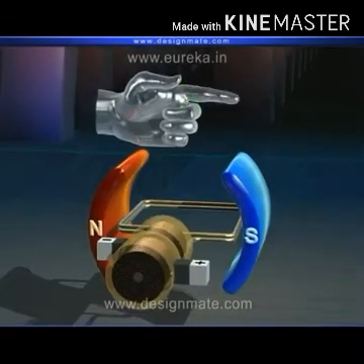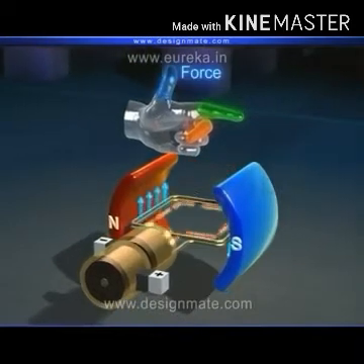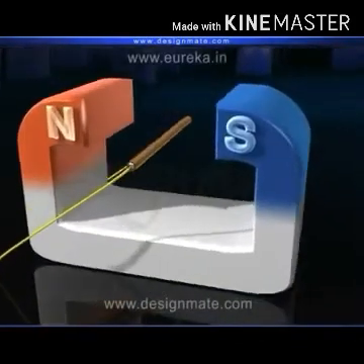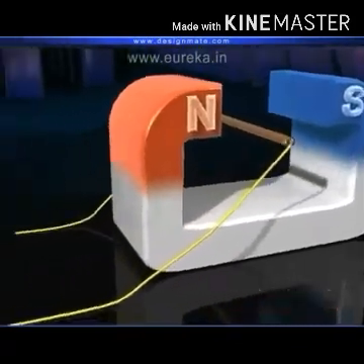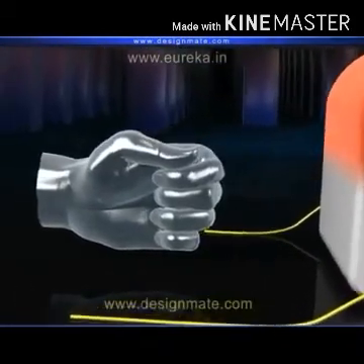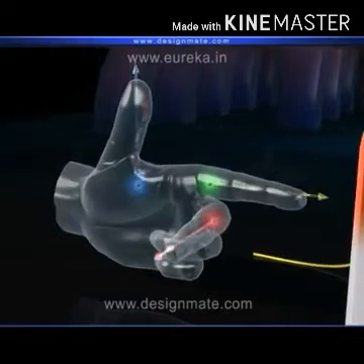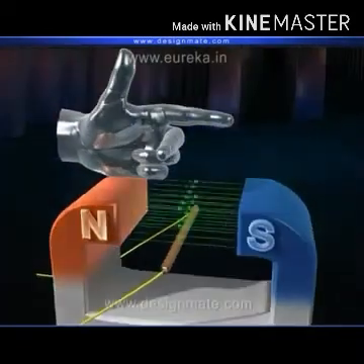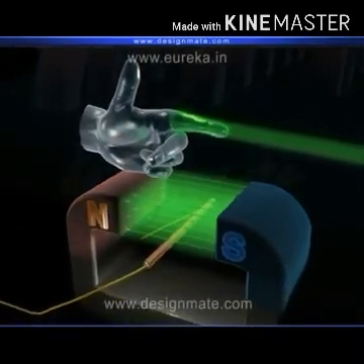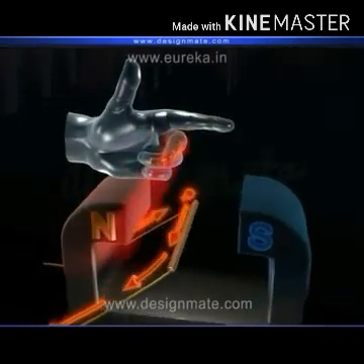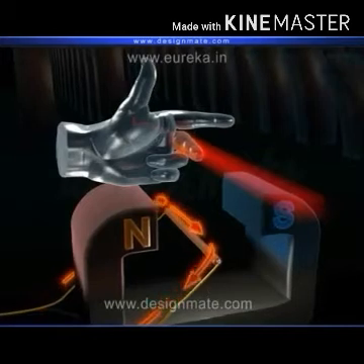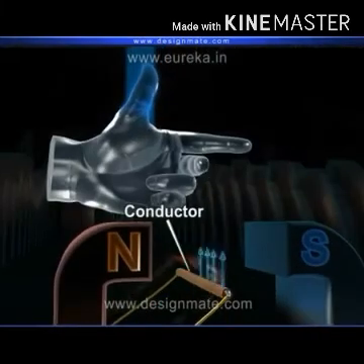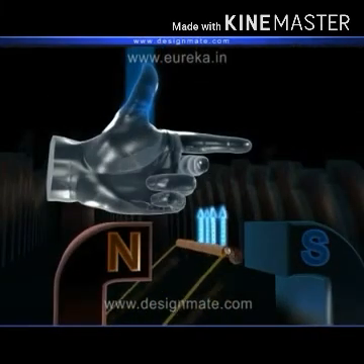Let us check how the left hand rule works. Have you understood the rule? Let's see it with the help of a simple circuit. Arrange your left hand with thumb, first finger and second finger all at right angles to one another. Now point your first finger in the direction of magnetic field. Point your second finger in the direction of current. According to Fleming's left hand rule, the thumb will give the direction of force. In this case, the conductor will experience a force in the upward direction, or it will move up.